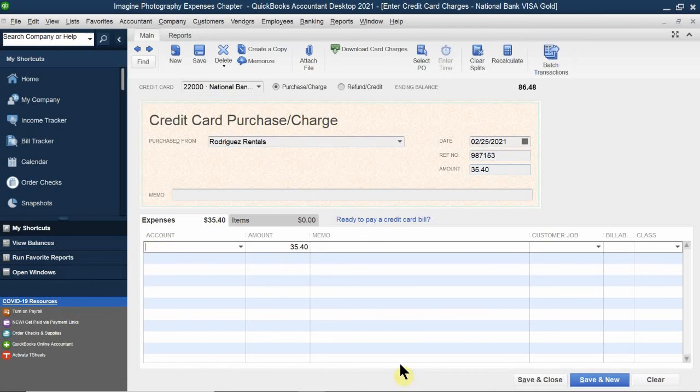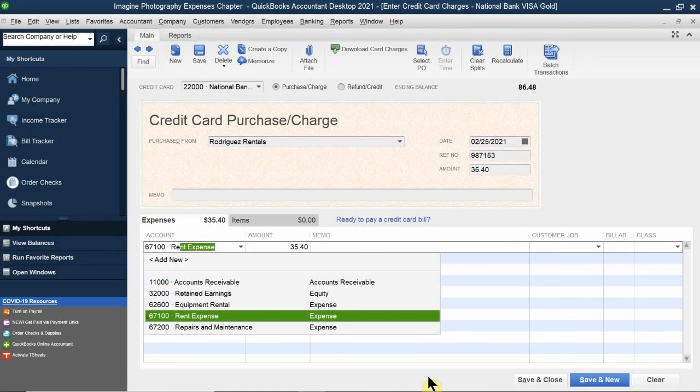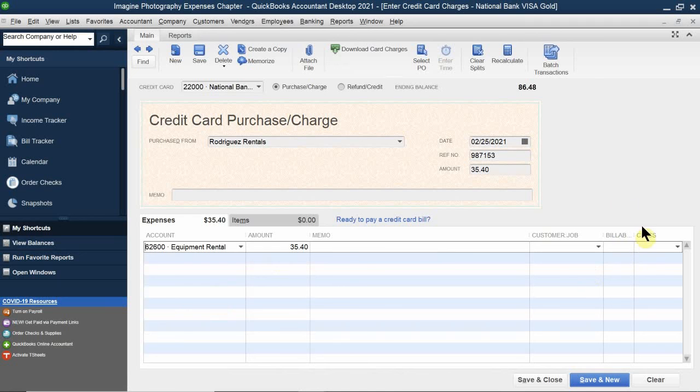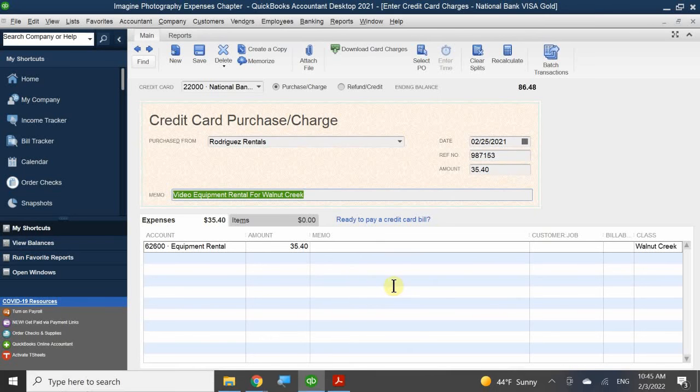So again, here's another equipment rental. Okay? And it's for the Walnut Creek location. Again, if you want to fill in information, you can go video equipment rental. Okay, for Walnut Creek. Okay, there you go. That's what you can do when it comes to making a credit card transaction.